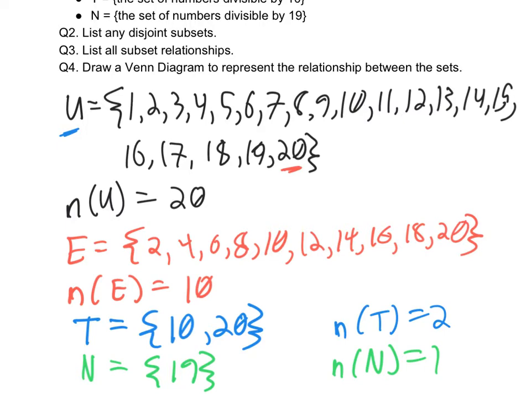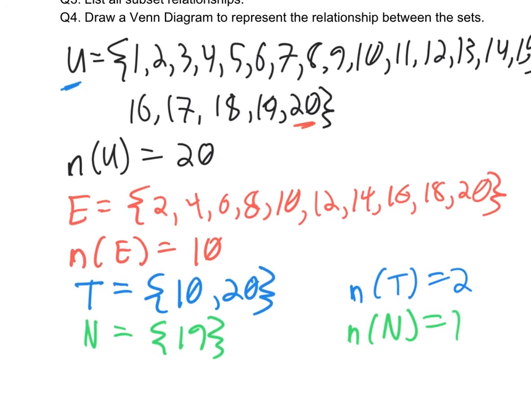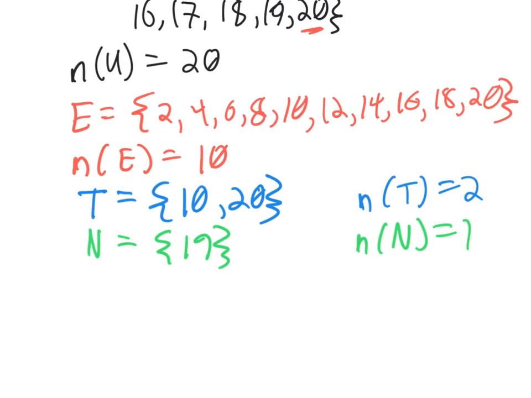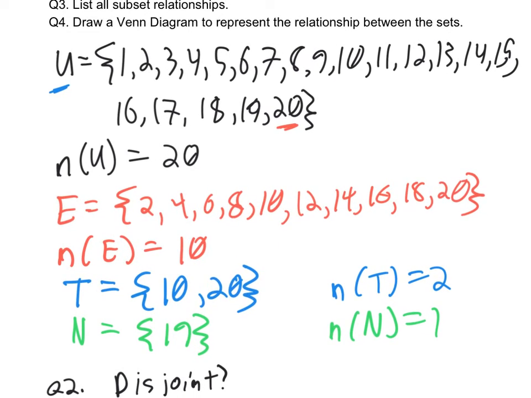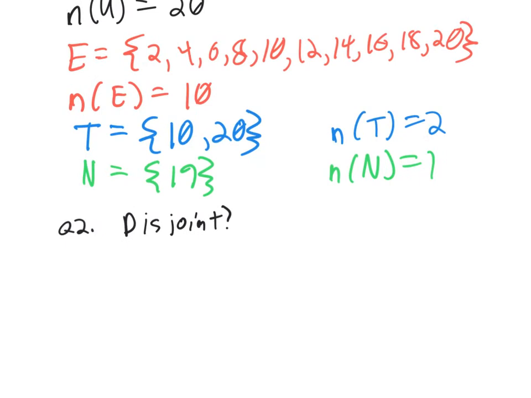Question number 2 says list any disjoint sets. So for question 2, which sets are disjoint? Two sets are disjoint if they do not have any elements in common. So we know right away that nothing here is going to be disjoint with the universal set. The universal set has some elements, so any of these sets, the elements that they contain, would have to be present in the universal set, unless they were perhaps empty, but none of them are empty.